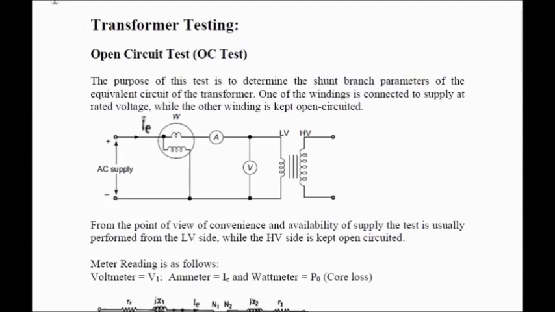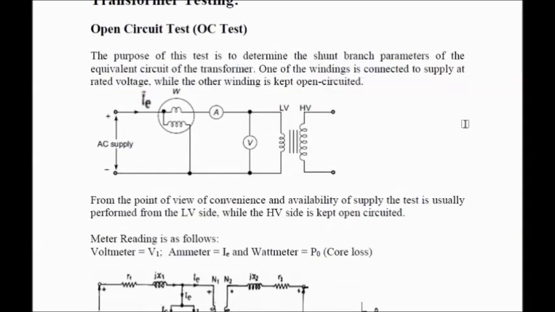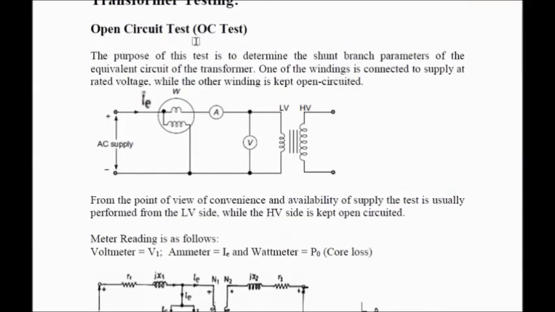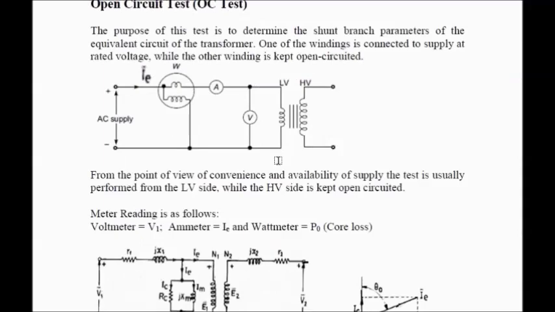Now we will focus on transformer testing, and I'm considering first the open circuit test, also known as OC test. The purpose of this test is to determine the shunt branch parameters of the equivalent circuit of a transformer, that is RC and XM. Also using this OC test we can calculate the transformation ratio A, which is N1 upon N2.